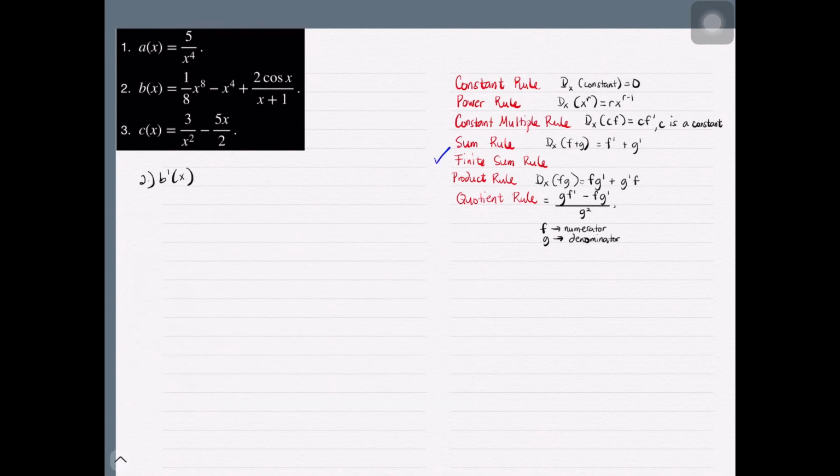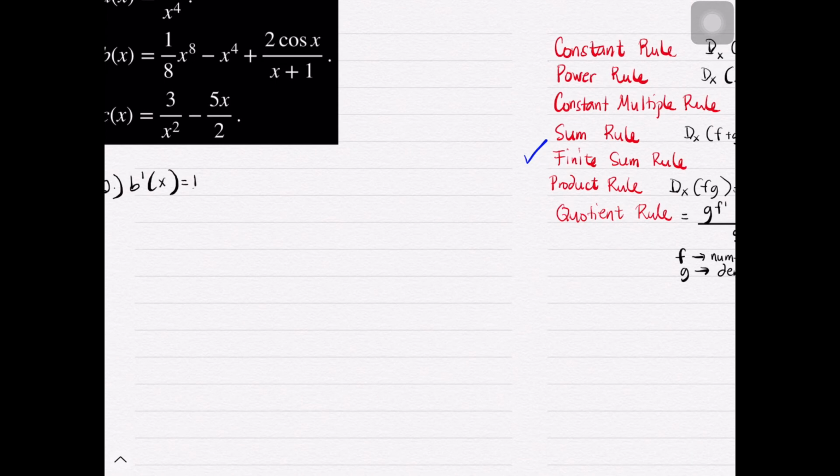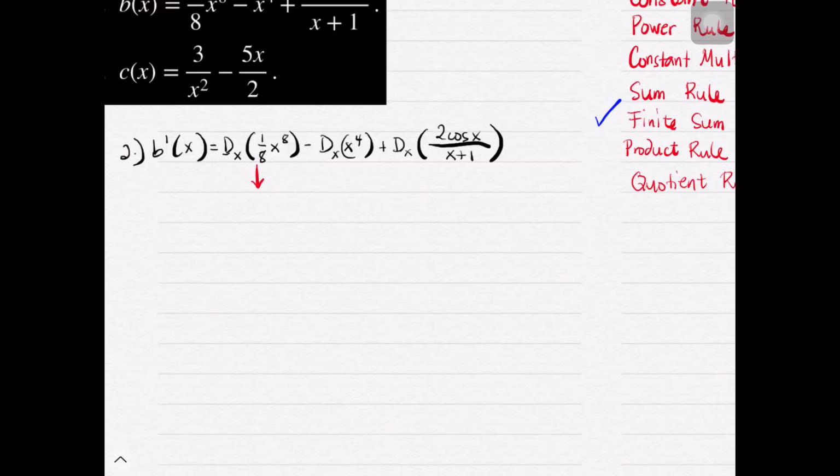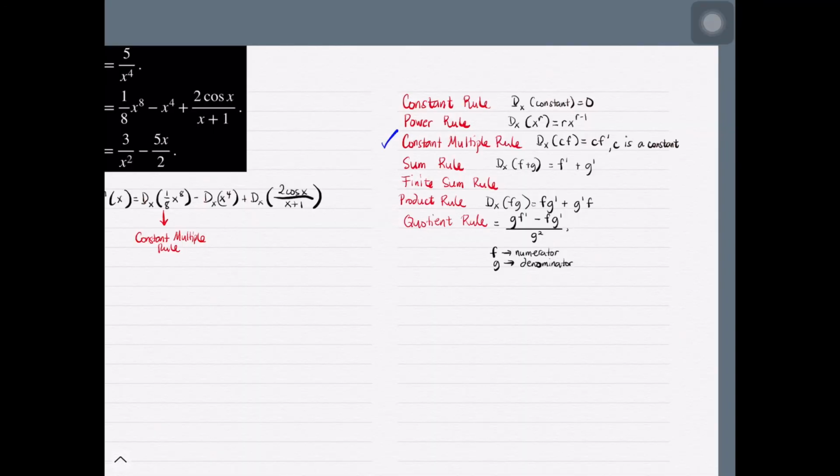Now for the second item, in getting its derivative, we just have to use finite sum rule, and so we have this. For the derivative of 1/8 x to the power of 8, we just have to use constant multiple rule. So we have 1 over 8 times the derivative of x to the power of 8. As for the derivative of x to the power of 4, we can now use power rule, and so we have 4 times x to the power of 3.